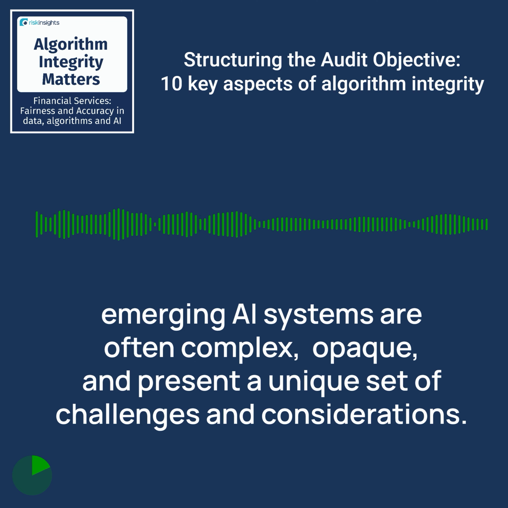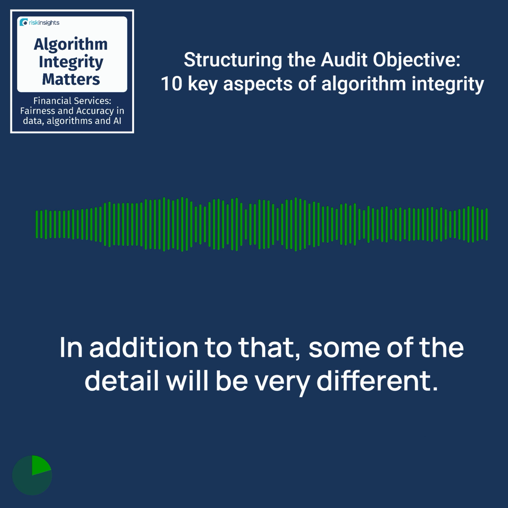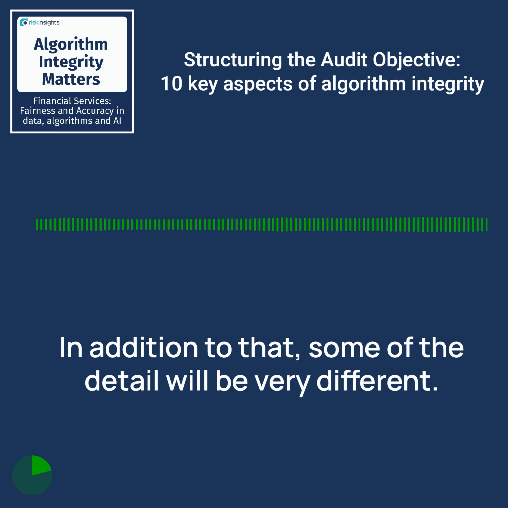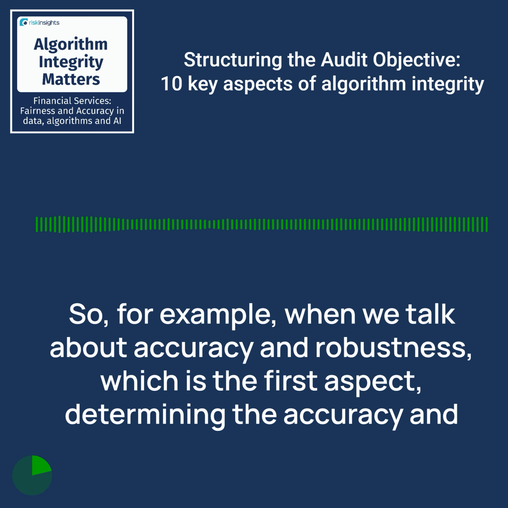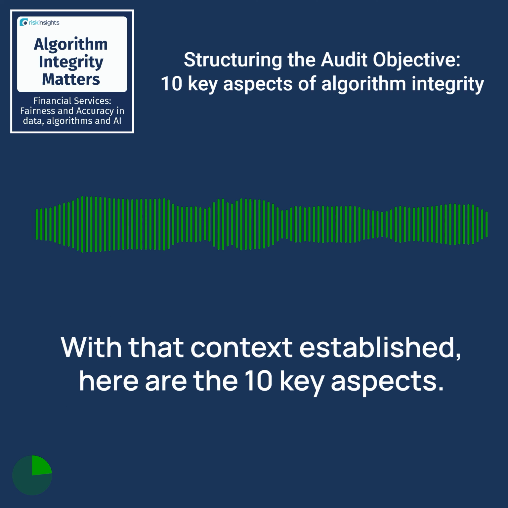Emerging AI systems are often complex, opaque, and present a unique set of challenges and considerations. While the items that I will read out may apply to them, the nature of these systems and the context in which they are used means that other aspects may be more important. In addition to that, some of the detail will be very different. So for example, when we talk about accuracy and robustness, which is the first aspect, determining the accuracy and robustness of a large language model is not the same as determining the accuracy and robustness of a traditional model. With that context established, here are the 10 key aspects.